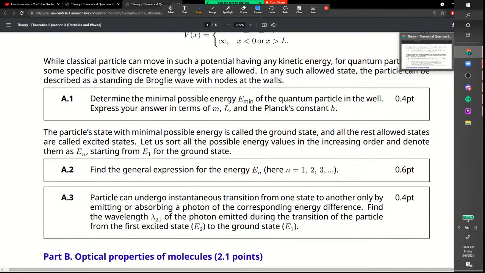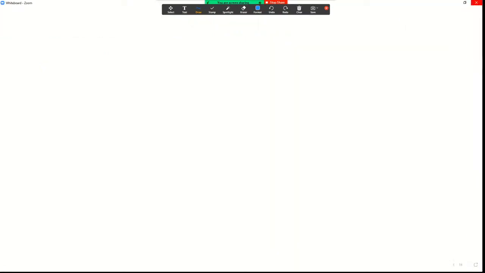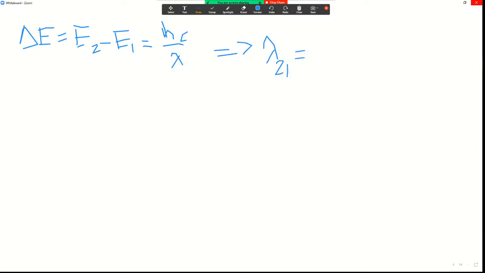So I guess the energy difference here is given as E2 minus E1. Yes, and we can write energy as hc by lambda. Yeah, and then we just equate that. So equal to hc by lambda. So lambda 2 1 is hc over E2 minus E1.